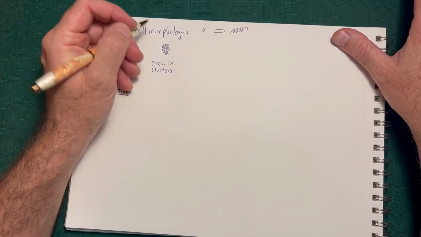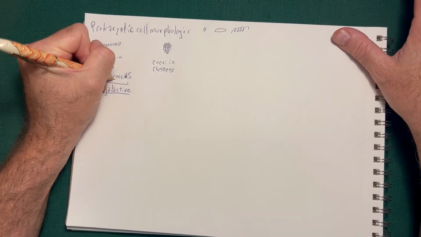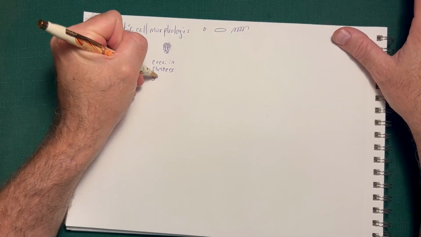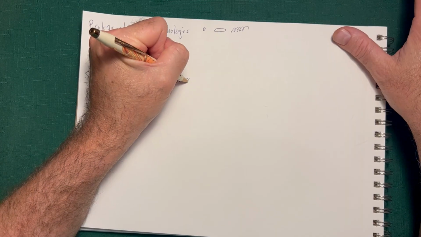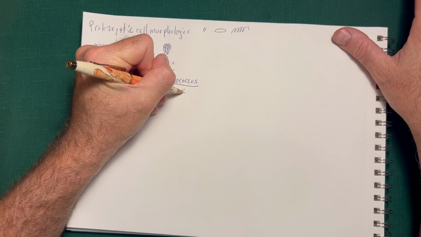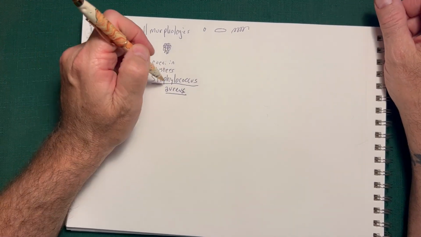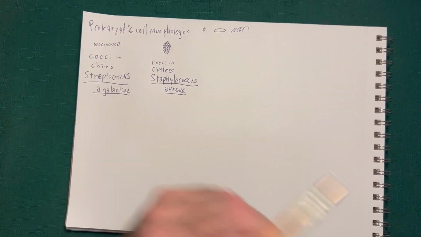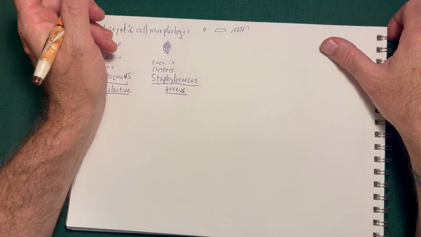So cocci in clusters, and typically the word prefix that we use there would be, instead of strepto, which means like in linear chains, staphylo. For example, Staphylococcus aureus, which causes a staph infection. So staphylo, this Greek word, literally means like cluster of grapes. But that's another thing that we can see.